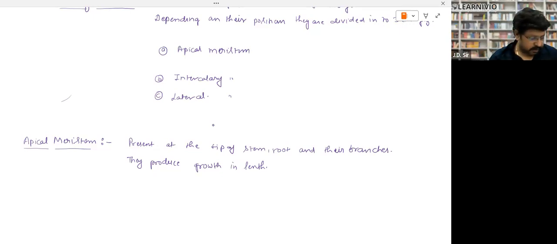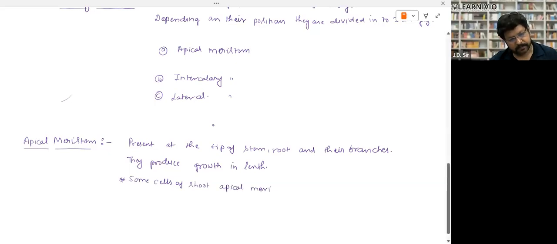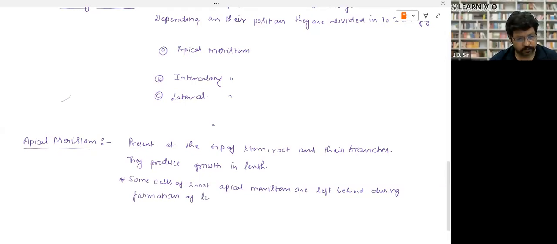One more important thing I want to add over here. This is important for your NEET exam as well. Some cells of shoot apical meristem are left behind during formation of leaf and elongation of stem.